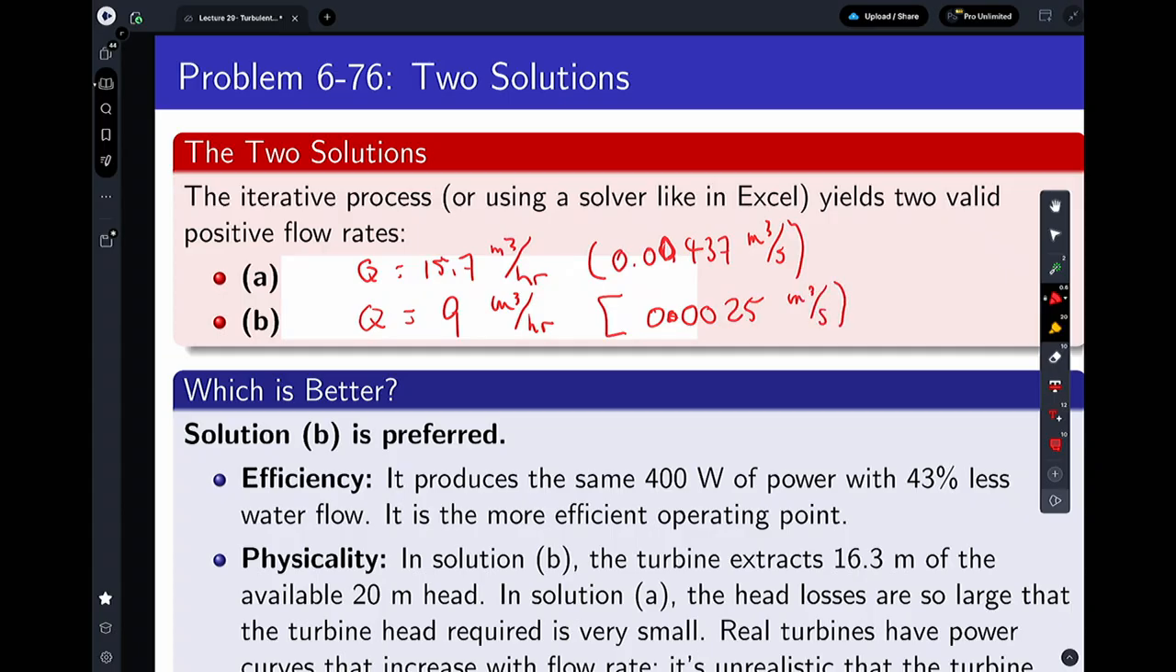And it really is an Excel problem. You put in the Haaland equation, you iterate a couple times. You can iterate to your heart's content. But once you do that, you'll find two solutions. One is Q equal to 15.7 cubic meters per hour, or Q equal to 9 cubic meters per hour. And then the question is, which one is the preferred solution?